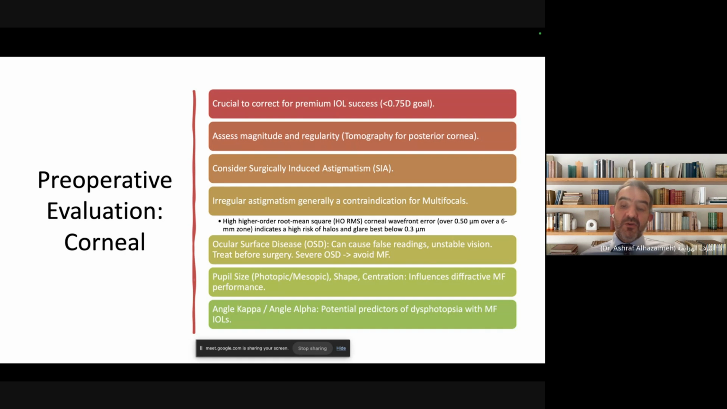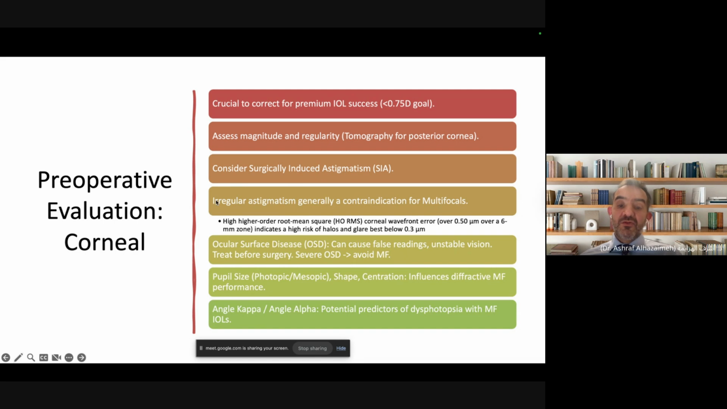In those premium IOLs, multifocal and EDOF, I would implant a toric lens if the patient's astigmatism is less than 0.7. If the astigmatism is 1 or more, I would plan to treat the astigmatism, because an astigmatism of 1 diopter in an EDOF or multifocal will degrade the vision in this patient.